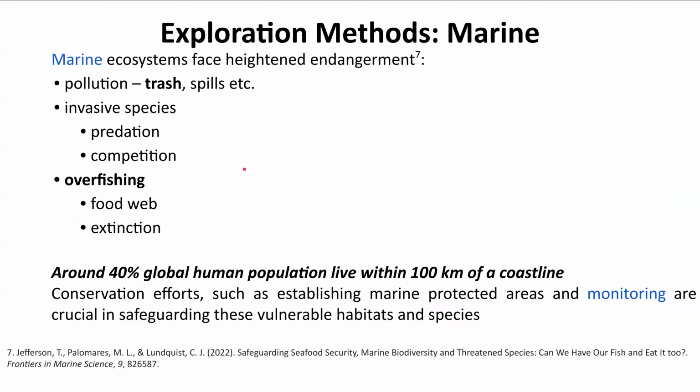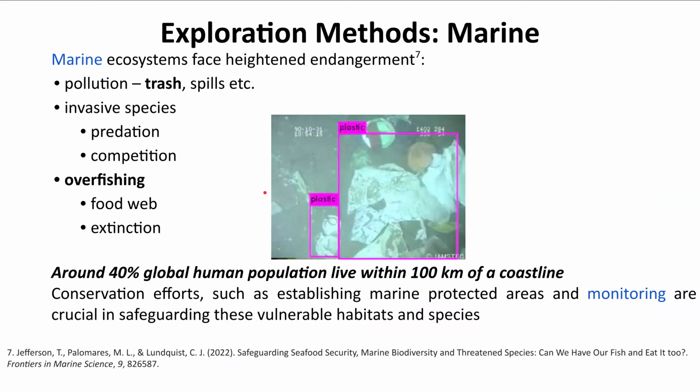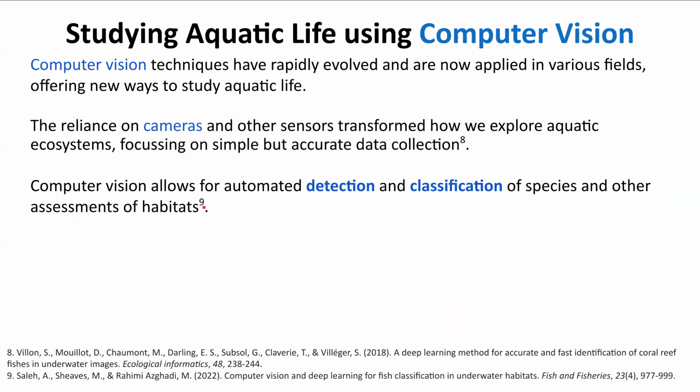And there are all kinds of problems here. You can imagine fishing boats overfishing. There are invasive species that are causing competition for native species, and all kinds of other reasons why we're trying to monitor the ocean. One of the other reasons is that 40% of the human population lives close to the ocean. And of course, you can imagine the consequences of that.